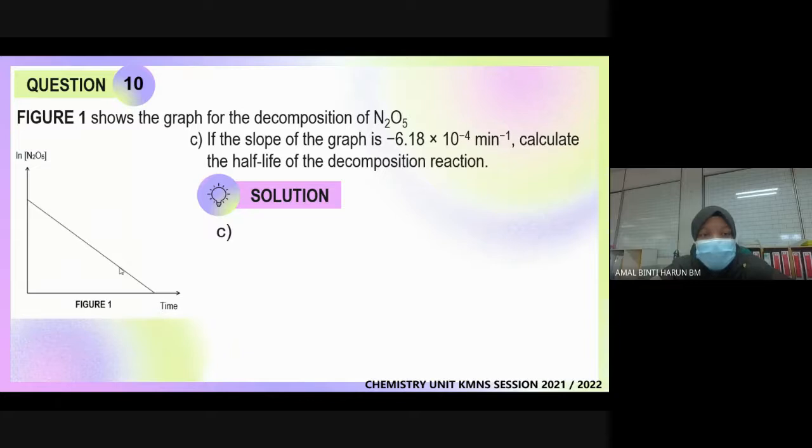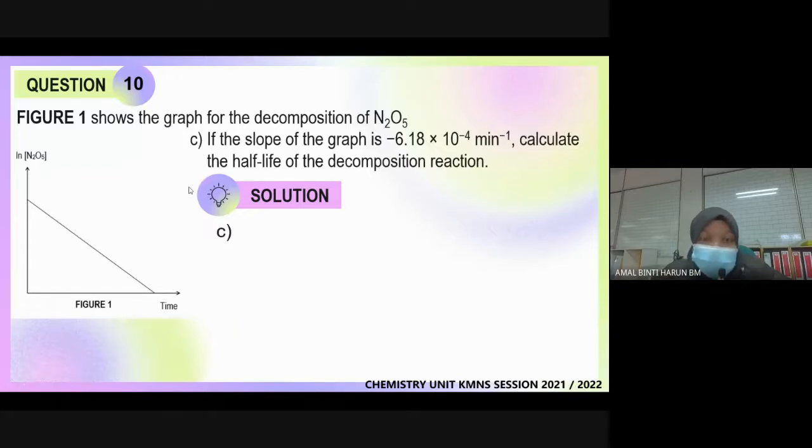Next, the slope of the graph is negative 6.18. This is the slope, the gradient of the graph. Calculate the half-life of the decomposition. So this is the value of K. The slope, kecerunan dia tu bersamaan dengan dia punya nilai K. Sebab apa? Daripada integrated, we rearrange it and then kita bandingkan dengan y = mx + c linear equation. So kita dapati the mx or the m is refer to the K.